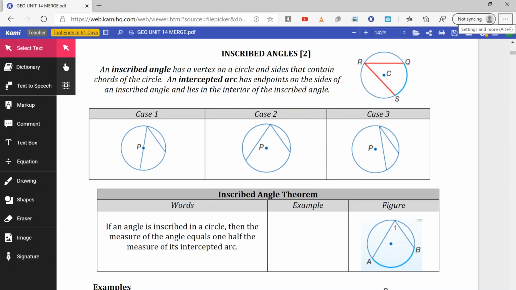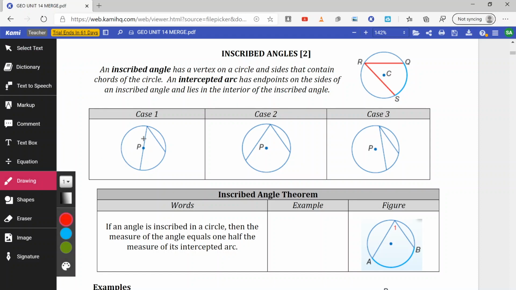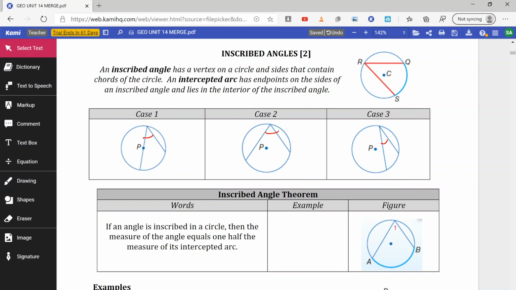We have three different cases. Case one, where the diameter and a segment run off to the side. So the inscribed angle here is going to be that. Case two, point P is contained within the inscribed angle. And then in case number three, we have the center P on the outside of the inscribed angle. These are the three scenarios we could possibly end up with in terms of where we have an inscribed angle in relation to the point of the center.